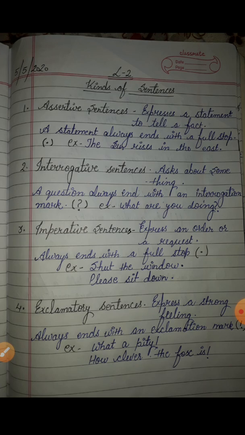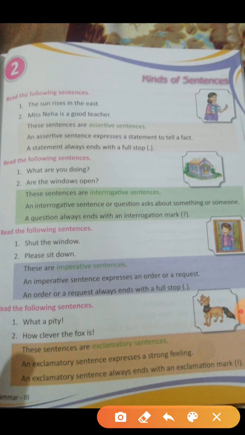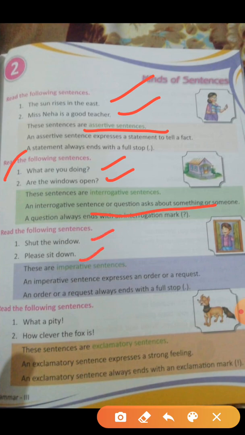I hope you all get the explanation of lesson number 2. Here it is same as the sun rises. Here's the example. Then assertive sentence, same as read the following sentence. Here is the example of interrogative sentence. Here's the definition of interrogative sentence. Next is shut the window, please sit down. This all chapter I have explained.